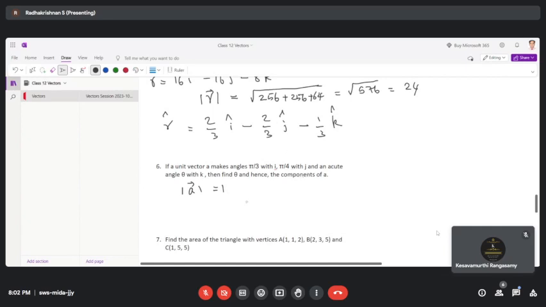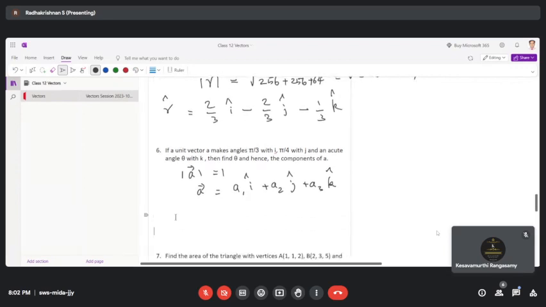So let us say A equal to A1, A2, A3. Okay. So now it is given that it is unit vector. That means magnitude of A is 1. So that means A1 square plus A2 square plus A3 square, square root of that, is equal to 1. Now, what is the angle made with the x-axis? Angle this vector makes with the x-axis.